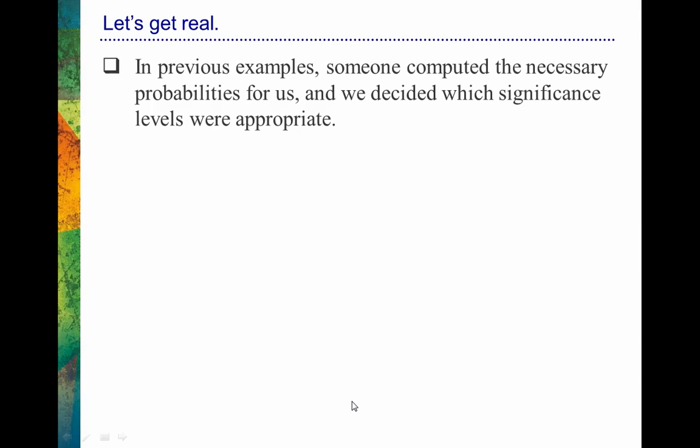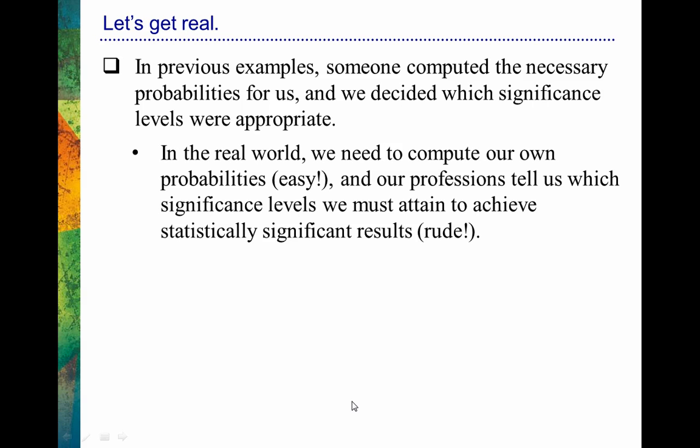Let's jump right in. In previous examples, someone was computing the necessary probabilities for us, and then we were making decisions about having statistically significant results or not. But in the real world, we have to compute our own probabilities, which in reality is easy because we've learned some tricks. We've learned how to take our data, transform it into a z-score, and then look up those probabilities in a table. We'll be able to look up those probabilities and determine if we have achieved statistical significance. And our professions tell us how much evidence we actually need. They tell us what significance level is necessary for us to have statistically significant results.